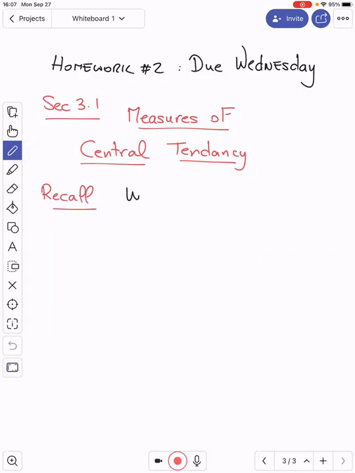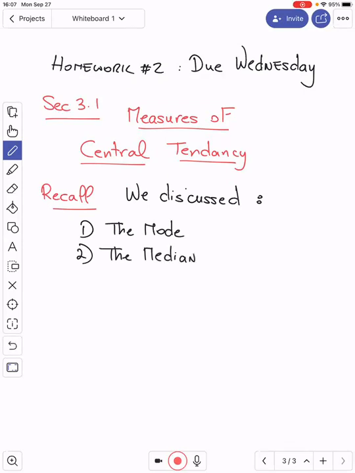So, just to remind you, last week we discussed different kinds of averages, right? We discussed first the mode, second the median, and third the mean. So the mode, median, and mean, guys, are averages. And an average, what do I mean by average? An average is a number which describes the data set or the data values.